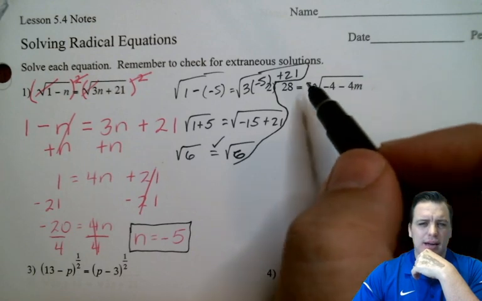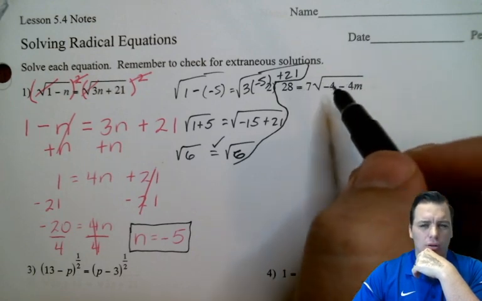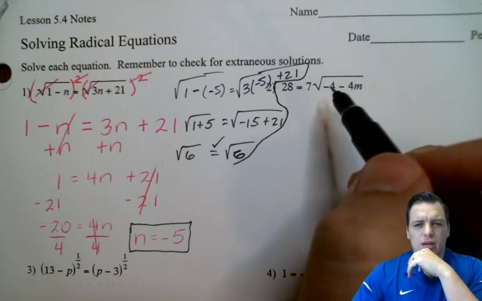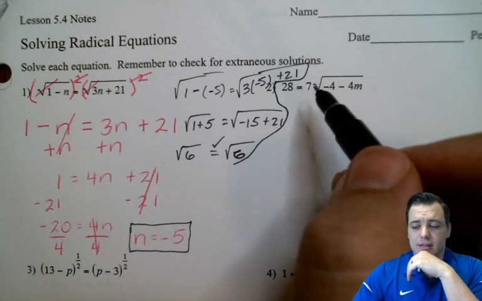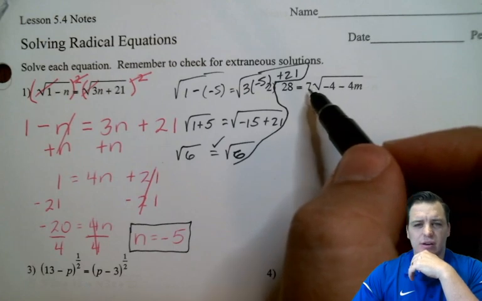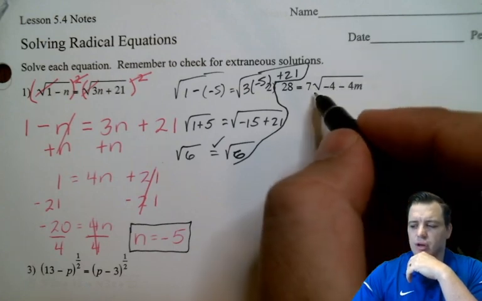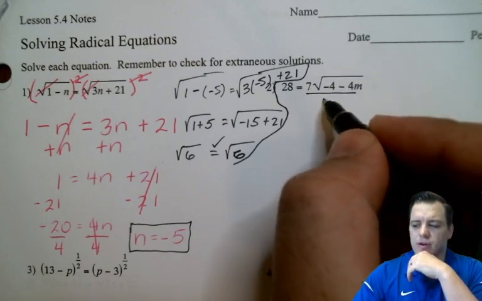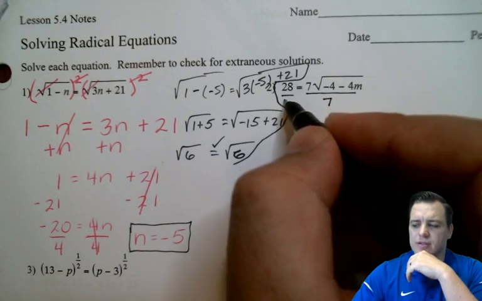Because then I have to square the 7 and all of this right here, and then square the other side. So if you have 7, a number, times the square root, go ahead and divide by that number first. Divide by 7 on both sides first.